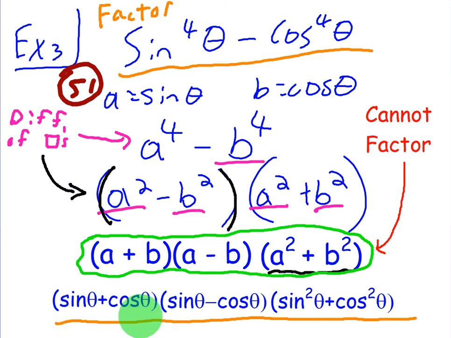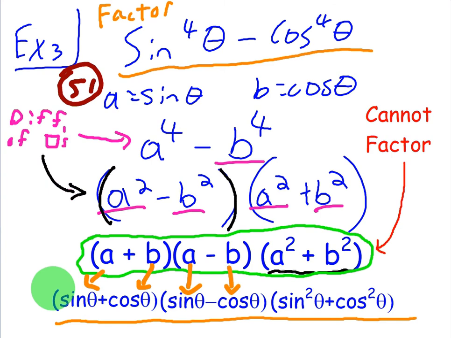So our final factored form of sine to the fourth theta minus cosine to the fourth of theta is sine theta plus cosine theta, sine theta minus cosine theta, sine squared theta plus cosine squared of theta. Notice that for the last step you just replace the variables with the corresponding trig functions that you designated them to be.